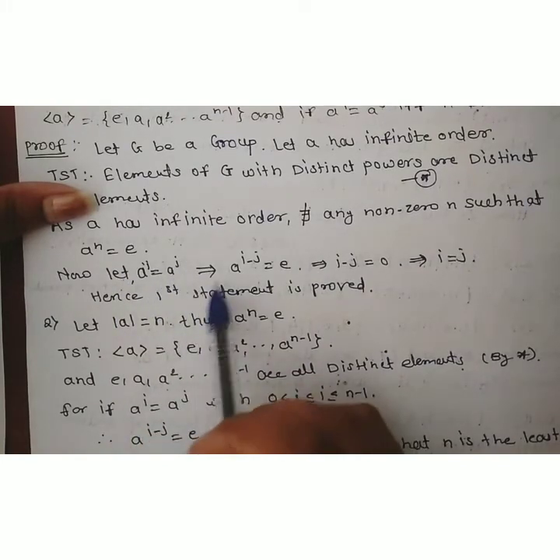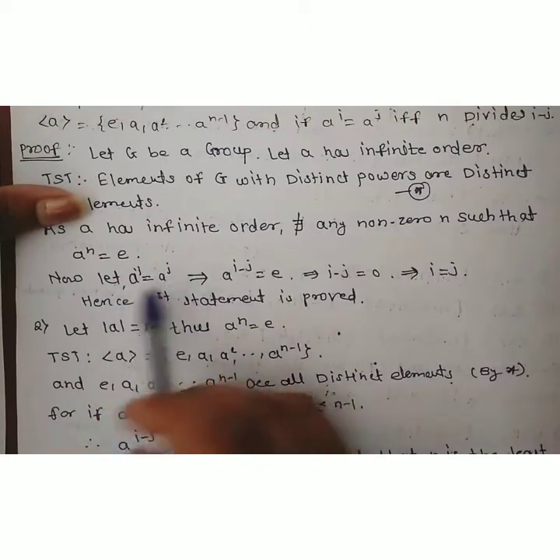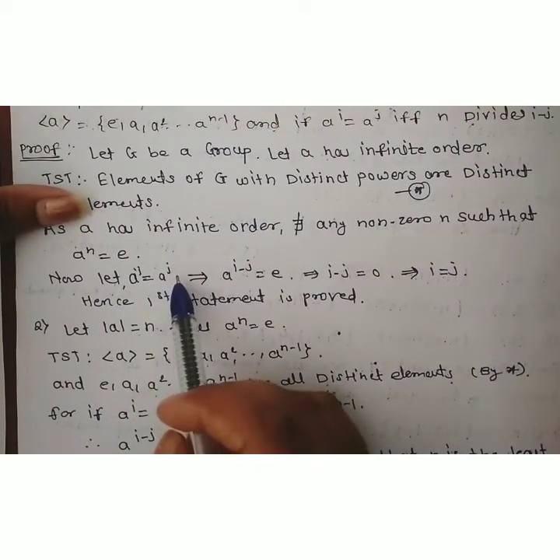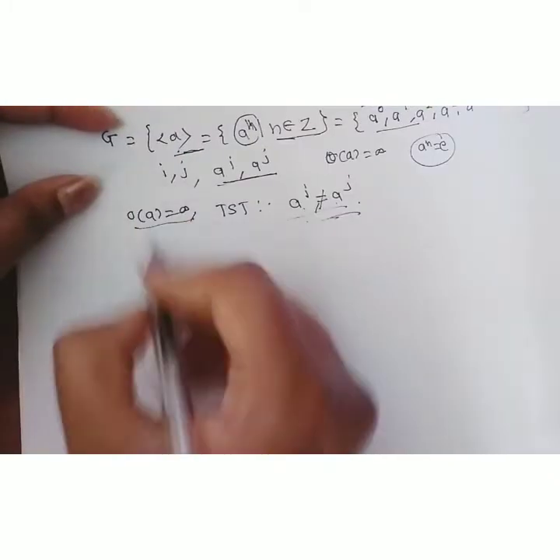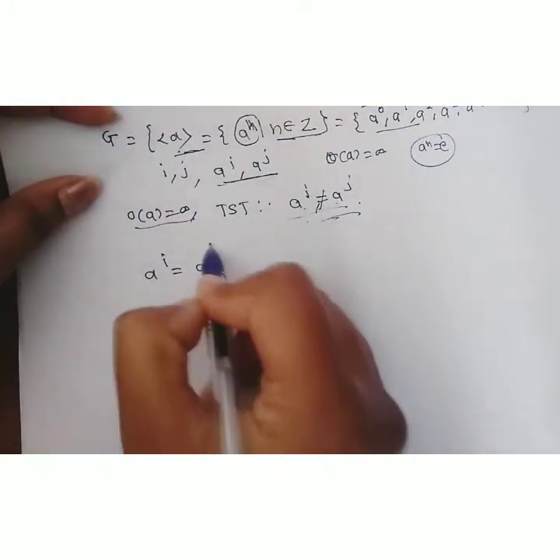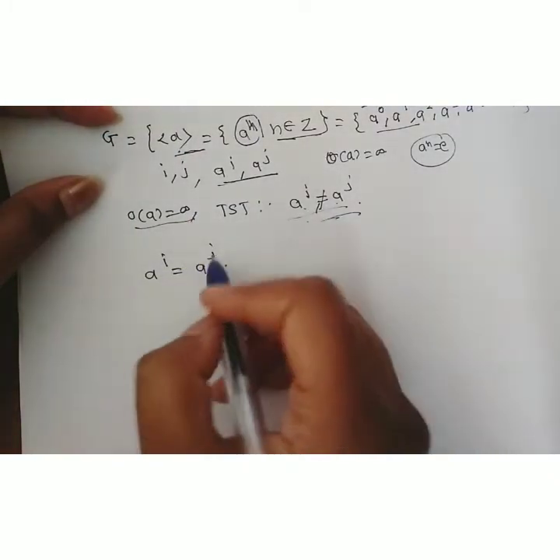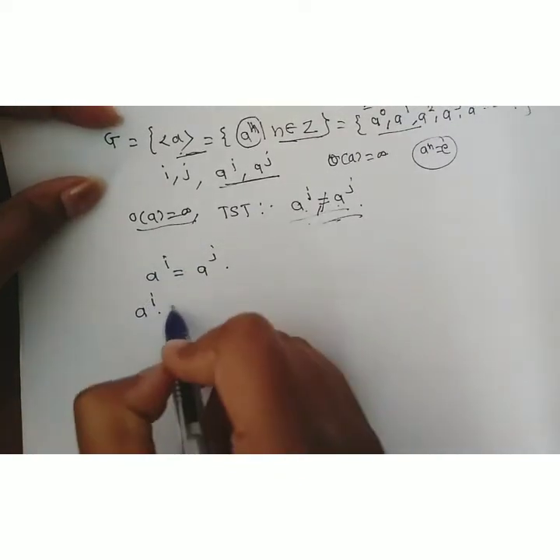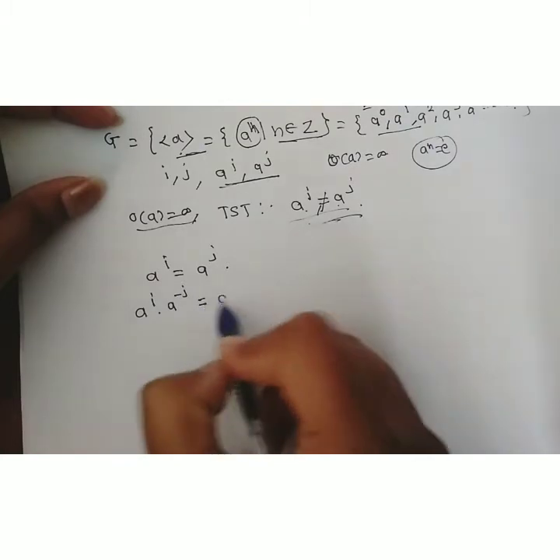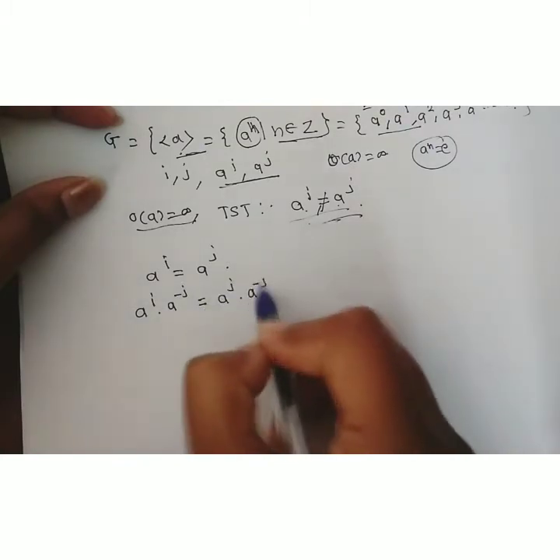This implies, post-multiplying by j inverse, where j inverse is nothing but minus j. Here we have given a to the power i is equal to a to the power j, then multiplying both sides by a to the power minus j. Therefore, a to the power i times a to the power minus j is equal to a to the power j times a to the power minus j.